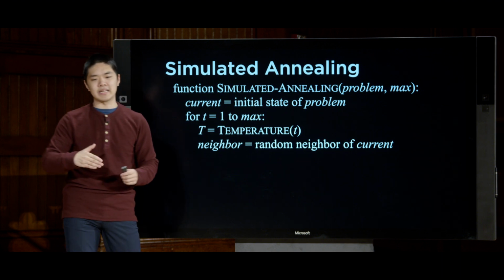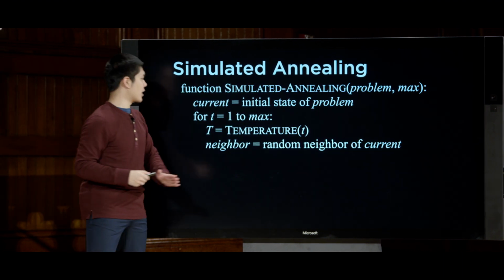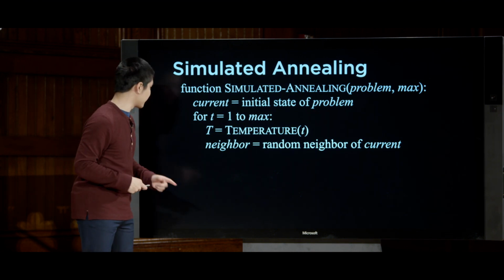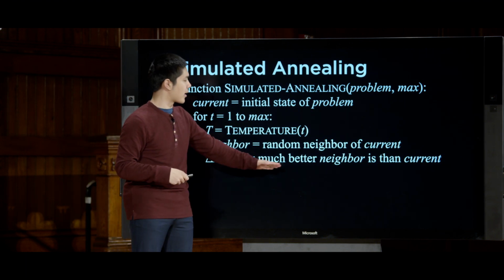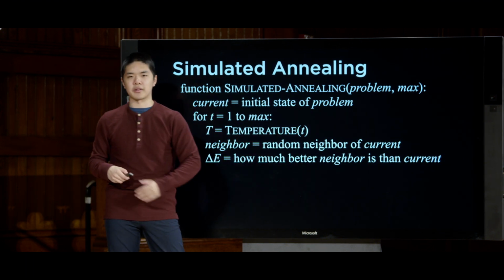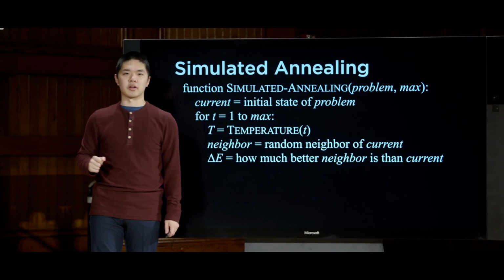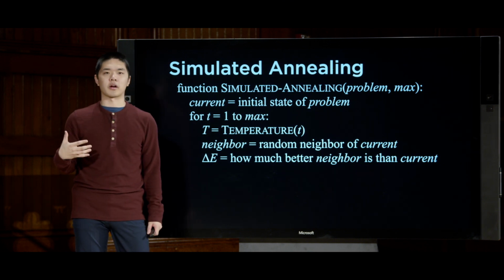No longer are we going to be picking the best neighbor that we possibly can, or just one of the better neighbors that we can. We're going to pick a random neighbor. It might be better, it might be worse, but we're going to calculate that. We're going to calculate delta E, E for energy in this case, which is just how much better the neighbor is than the current state. So if delta E is positive, that means the neighbor is better than our current state. If delta E is negative, that means the neighbor is worse than our current state.